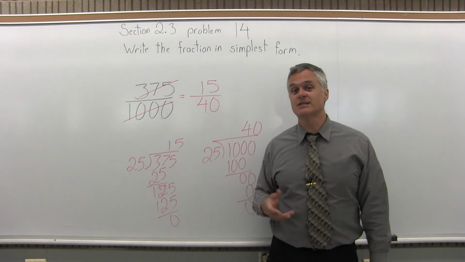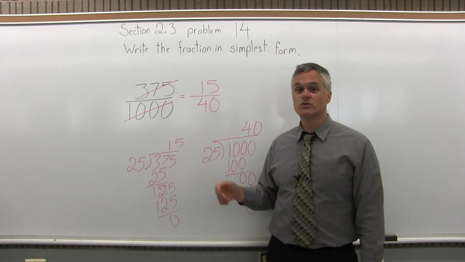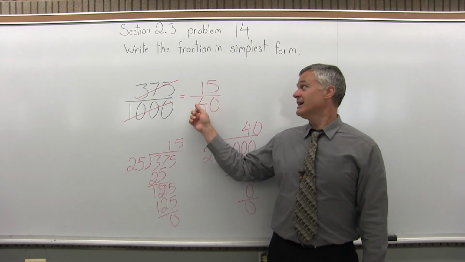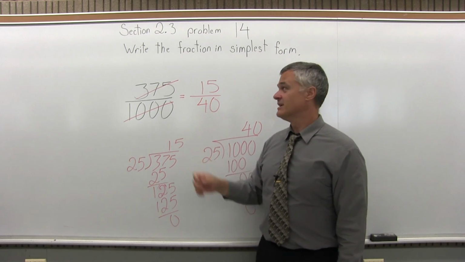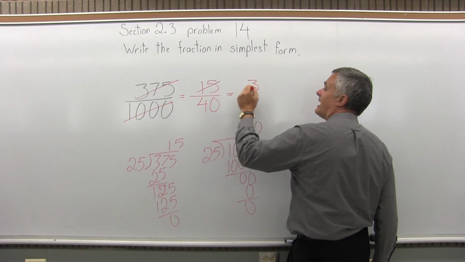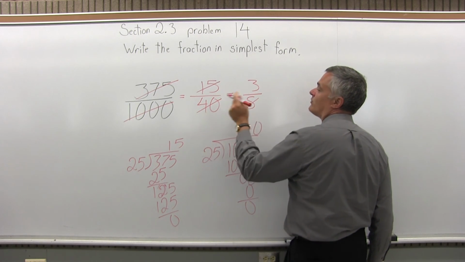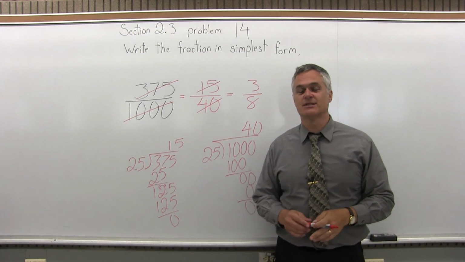Now as I look at this, I see that I didn't pick the biggest possible value that I could. The 25 was good, it got the process started, but it doesn't finish it to the end. 15 and 40 are both divisible by 5 still. So 5 divides into 15 3 times, and 5 divides into 40 8 times. So the whole fraction in the end reduces down to 3/8 as its simplest form.